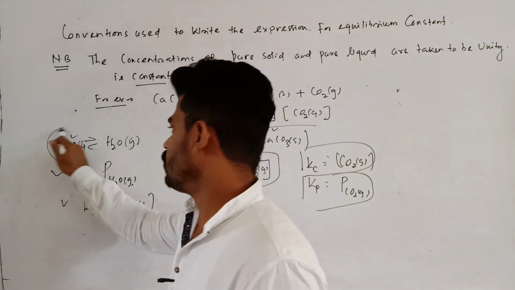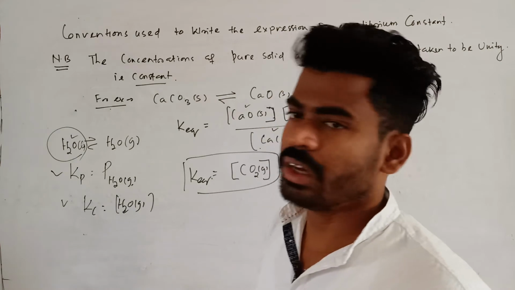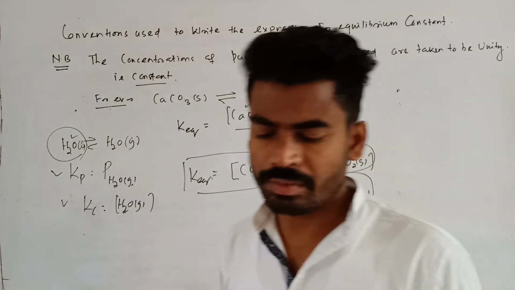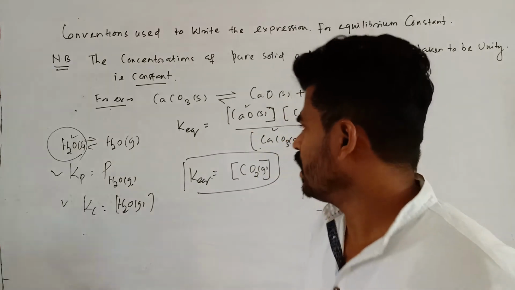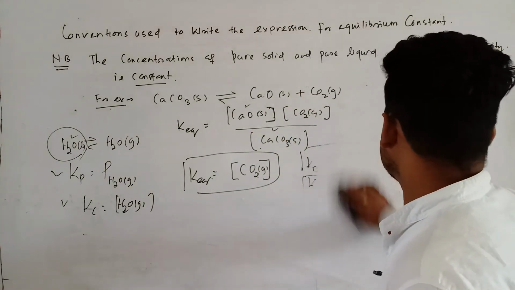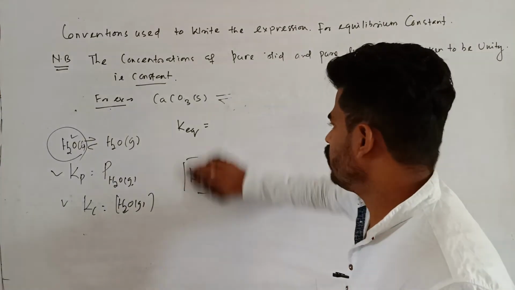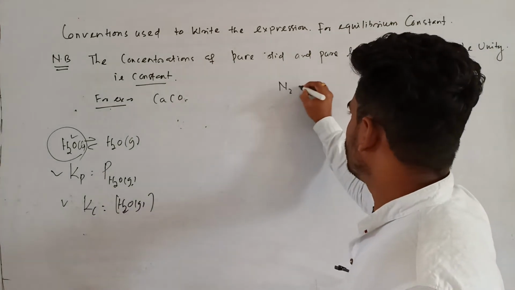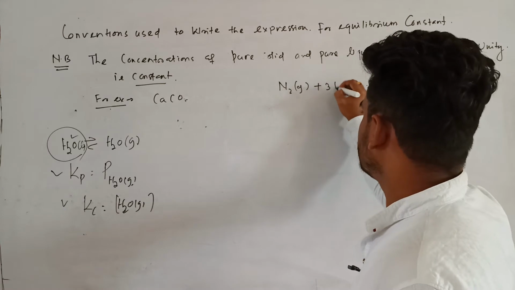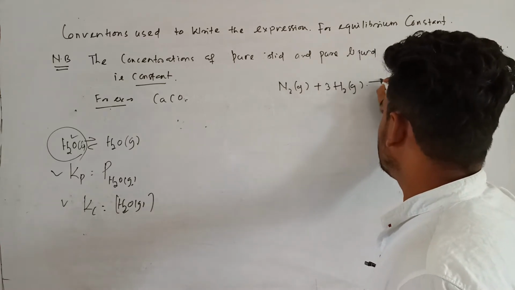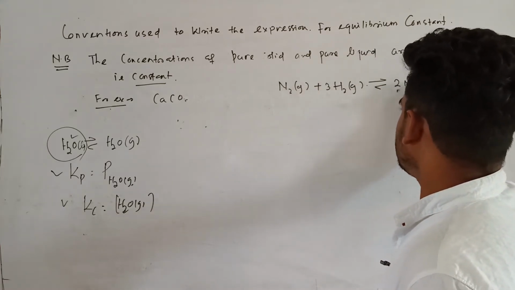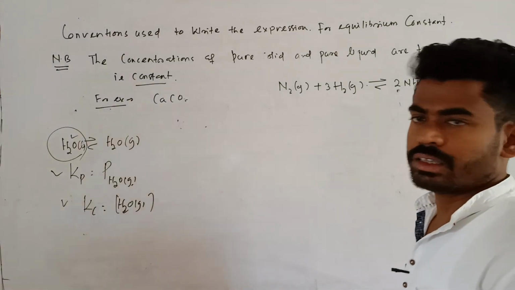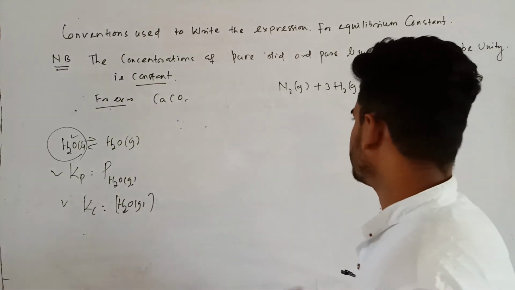Because this H2O is a pure liquid, we assume its concentration to be unit concentration. Clear? Next, if I consider another example like N2, formation of ammonia, let's say N2 plus 3H2 leading to the formation of 2NH3. Here you see all the reactants and products are gaseous components, all are in the form of gases.